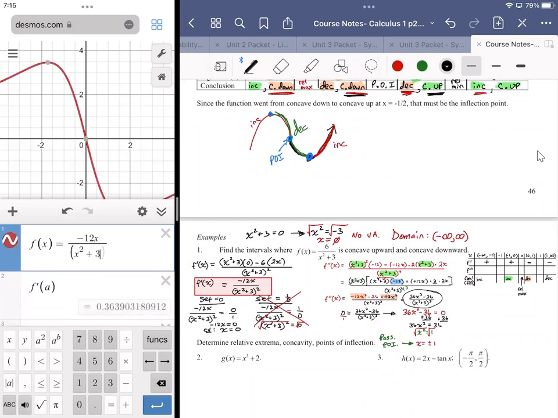Function is the word of the day. The word of the day is function.